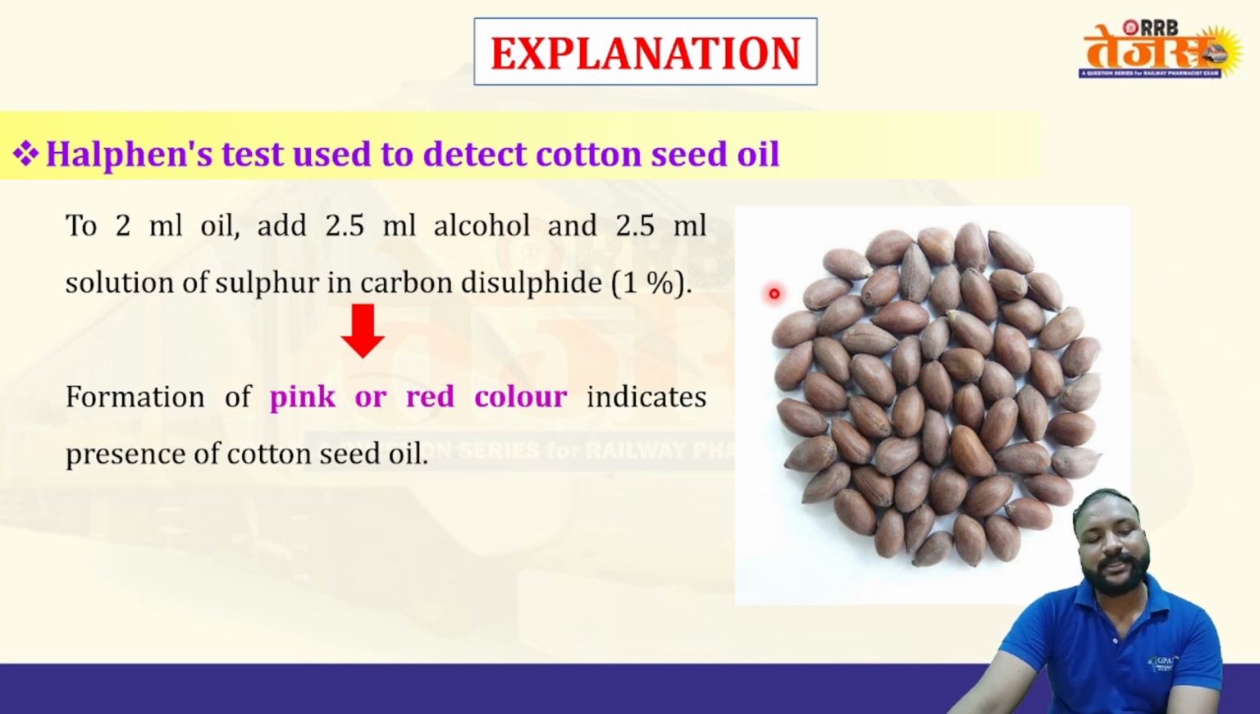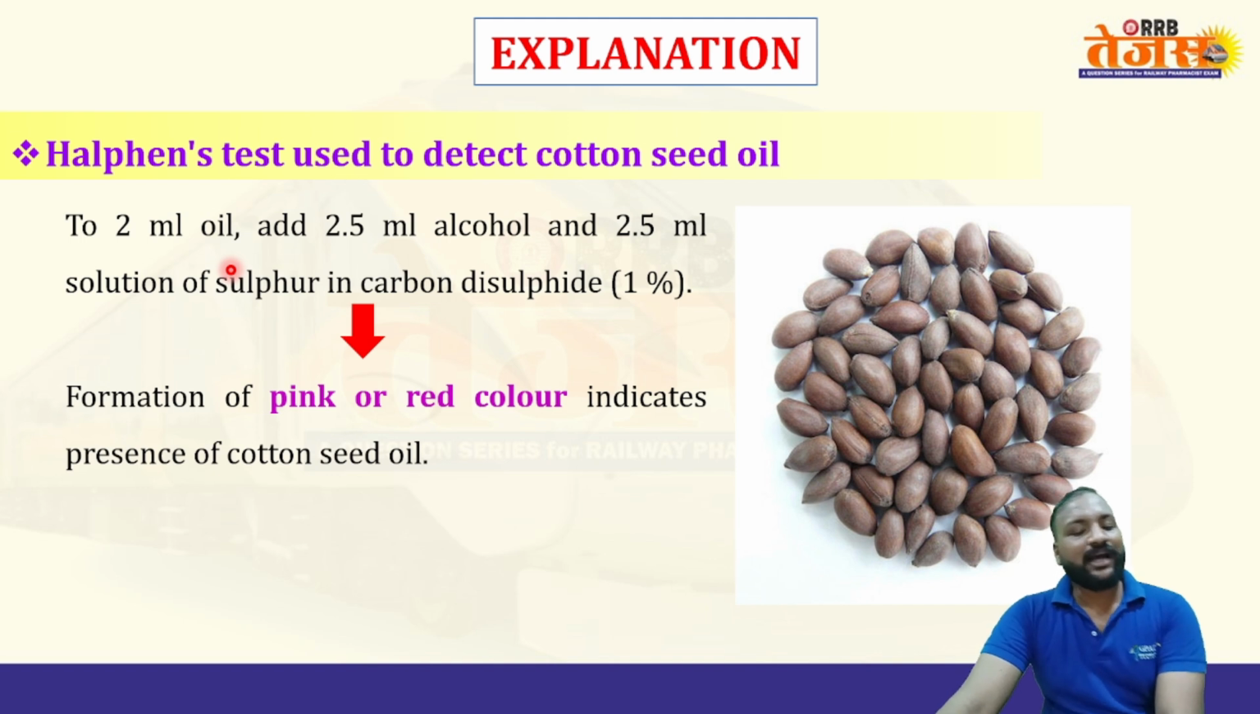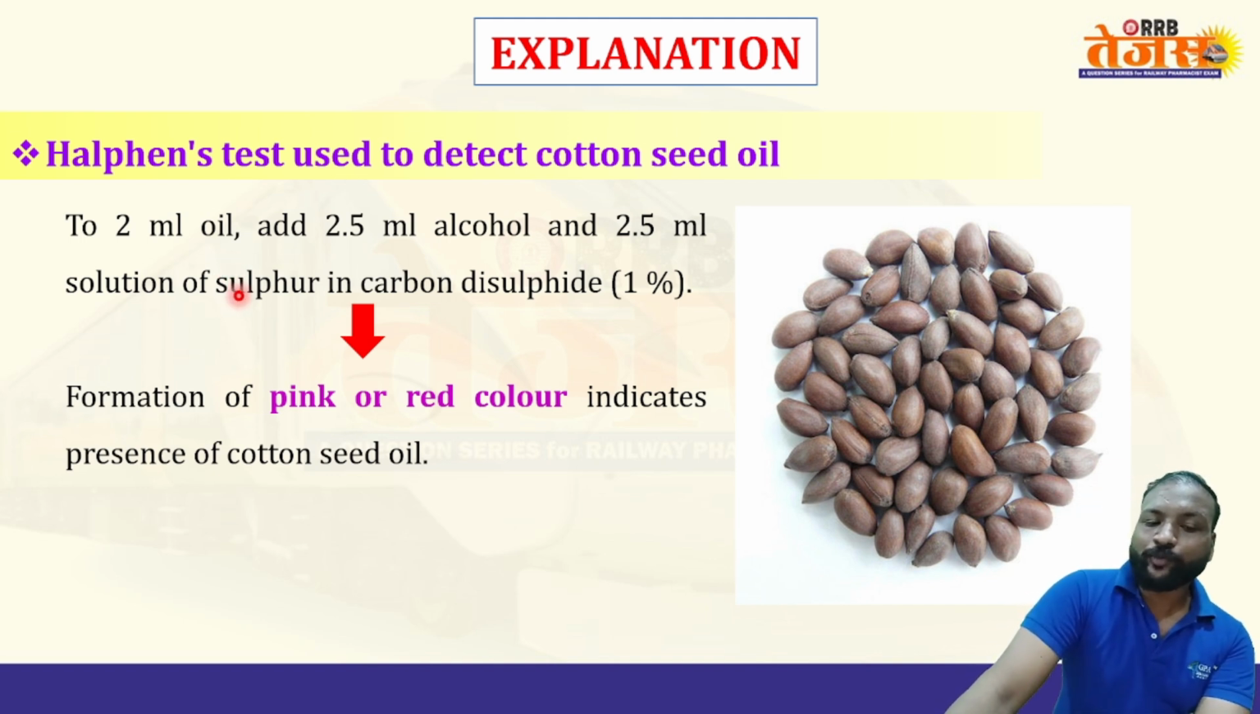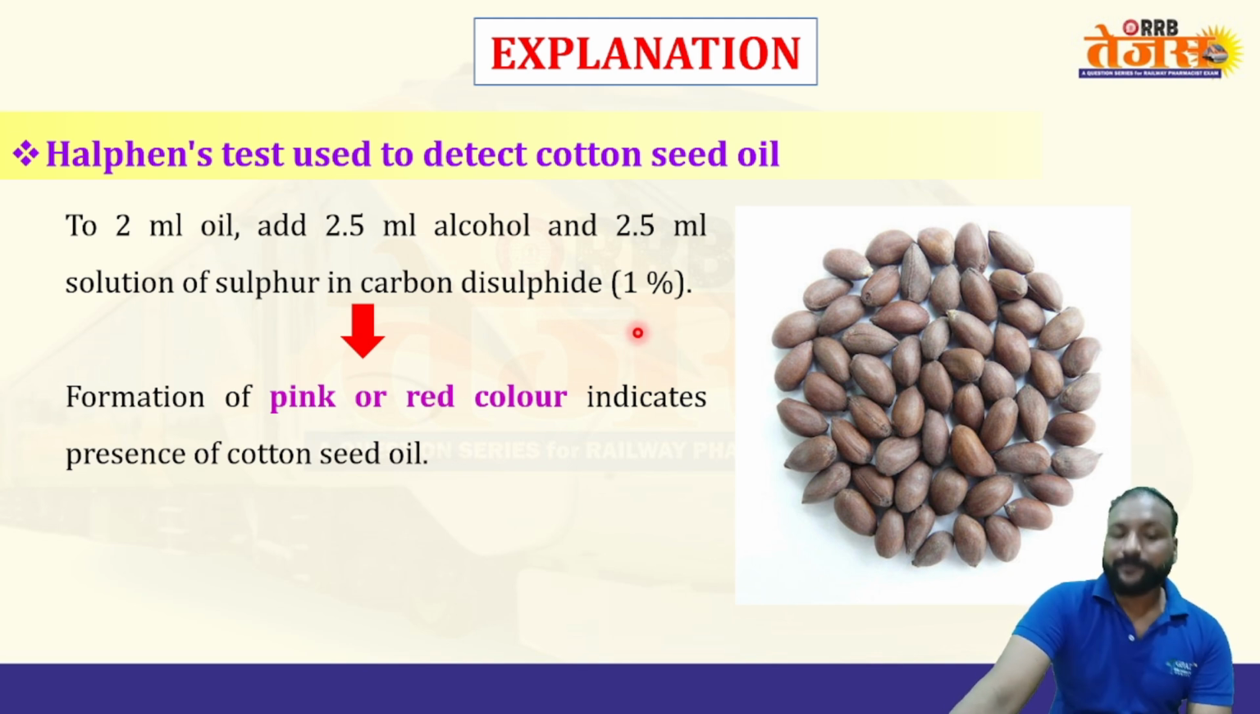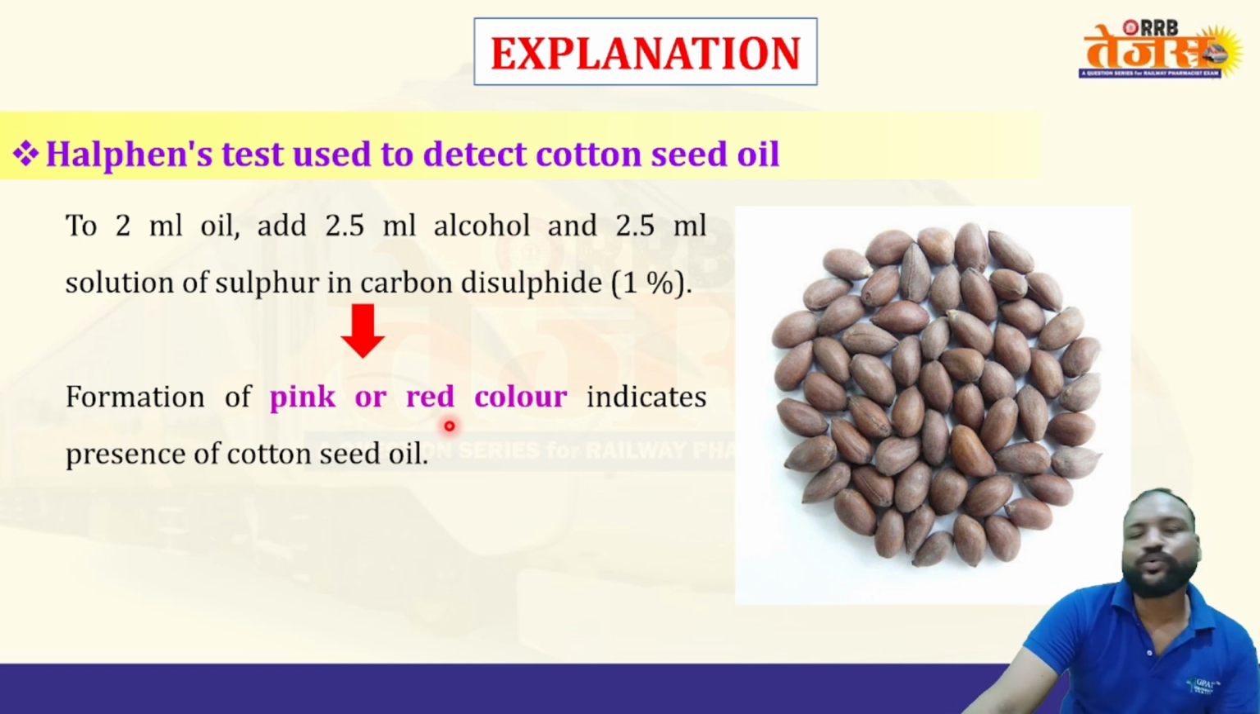These are all the cotton seeds. For 2 ml of cottonseed oil, if you add 2.5 ml of alcohol and 2.5 ml of 1% solution of sulfur in carbon disulfide, it will produce a pink or red color that indicates the presence of cottonseed oil.